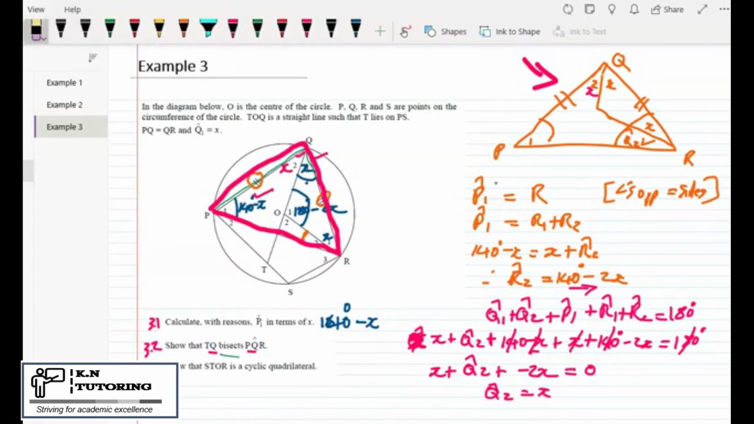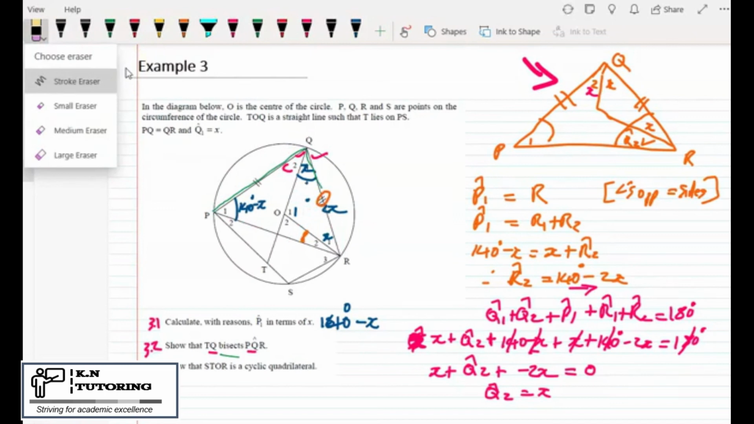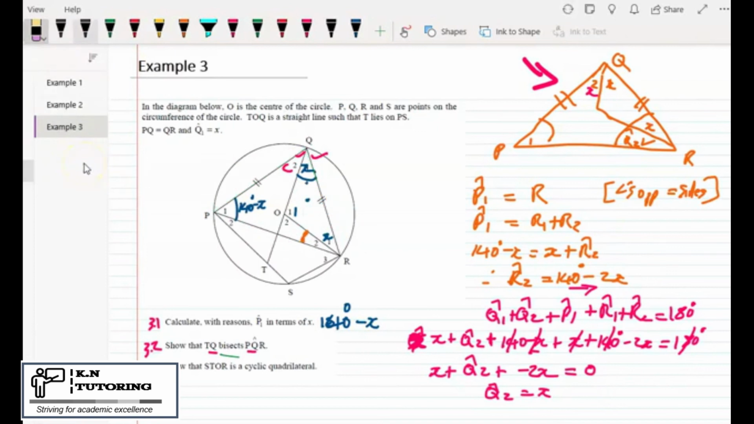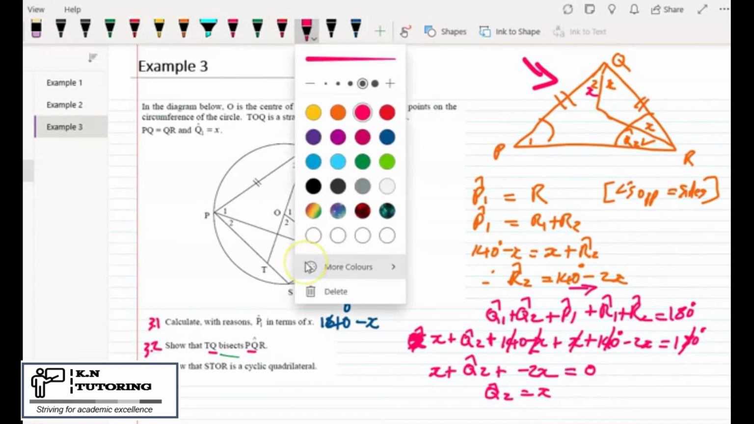So I'm going to clean up my diagram here. Why is this thing taking so long? Alright, so it says I must show that STOR is a cyclic quad.